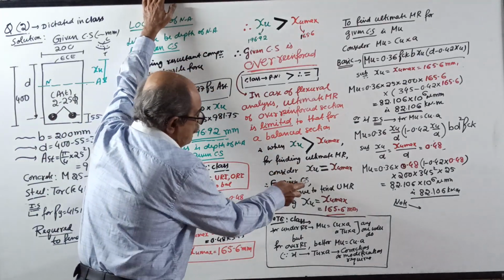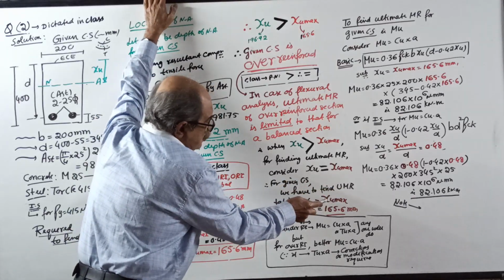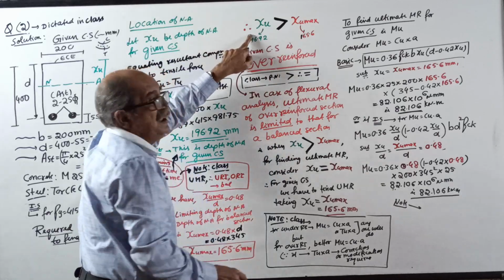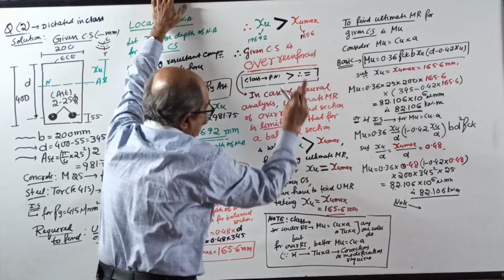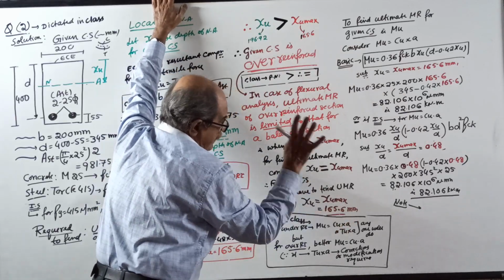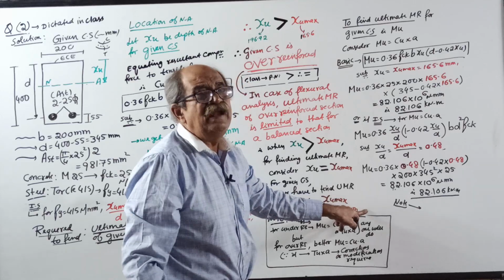Now, for the given cross section, we have to find the ultimate MR, taking XU equal to XU max, equal to 165.6 millimeter. Green color is gone, so I made it black color. Okay, now one note. Now we have to find the ultimate MR.